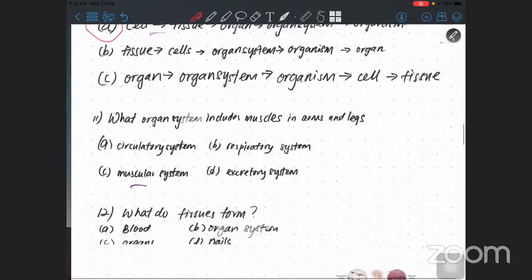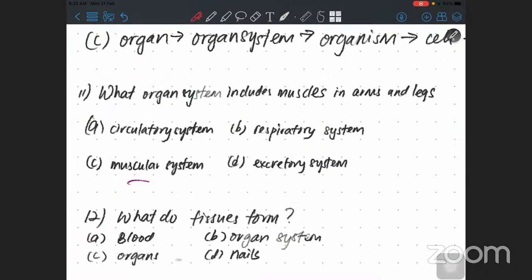Number 11. What organ system includes muscle in arm and legs? Okay, muscle. So you must know the word muscle is the same word as muscular. The circulatory is for the heart, then the vessel, yes. Respiratory is from the lung until the direction that releases the energy in every part of our body. Excretion is carried or something.